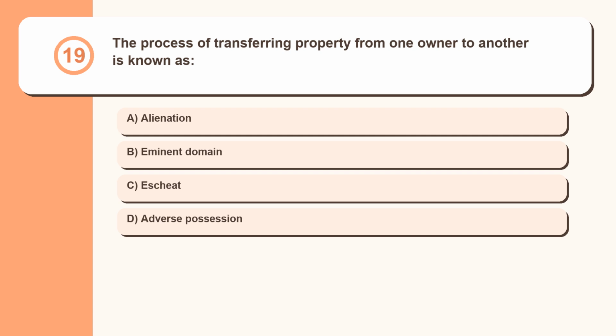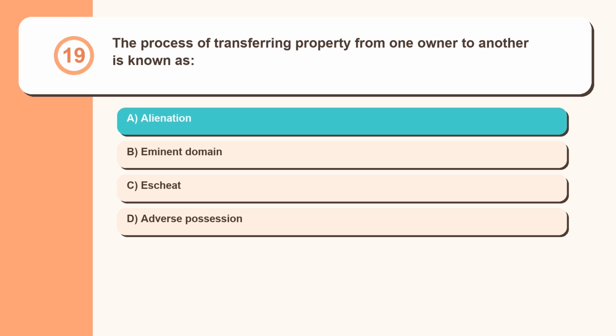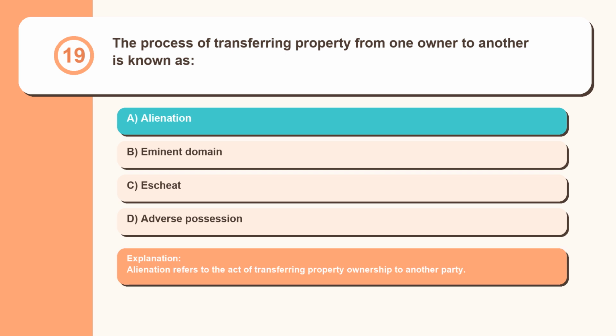Question 19. The process of transferring property from one owner to another is known as alienation, eminent domain, escheat, adverse possession. Alienation refers to the act of transferring property ownership to another party.